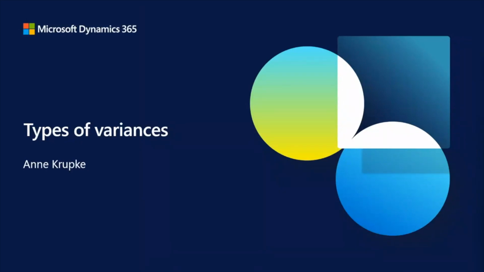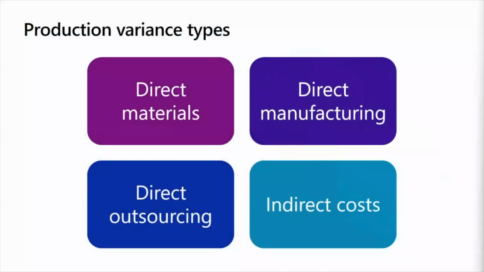Thanks, Rachel. We're going to start by talking about the different types of variances that we come across in production in Dynamics 365. When we look at variance in a production environment, we start by summarizing our variances in the same categories that we use to summarize our costs. We have direct materials, direct manufacturing, direct outsourcing, and indirect cost variances. You may recognize these terms as they are also the different cost group types that we have available in the system.